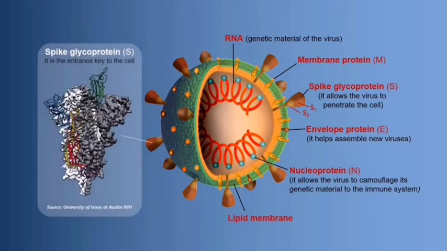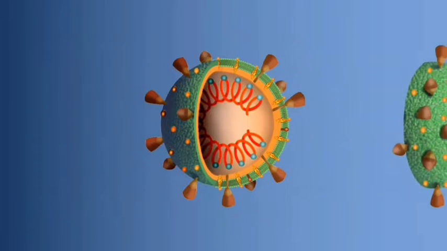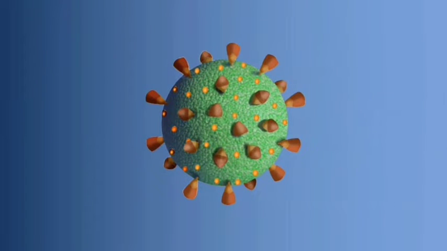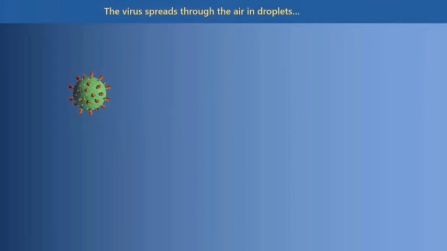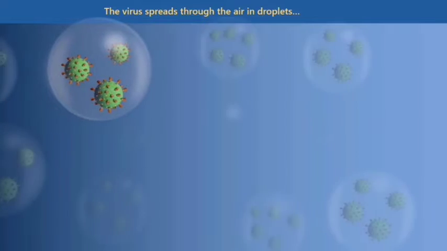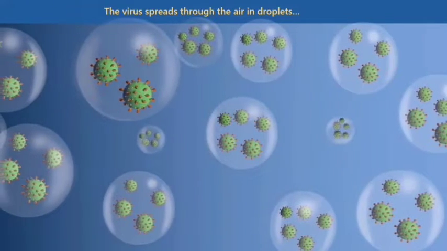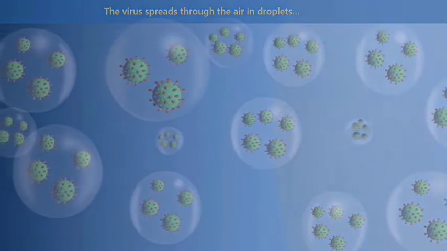Viruses are tiny particles, smaller than prokaryotic cells. They are a strand of genetic material within a protective protein coat called a capsid and cannot replicate without help. But they have nucleic acid and can evolve. The virus spreads through the air and droplets.